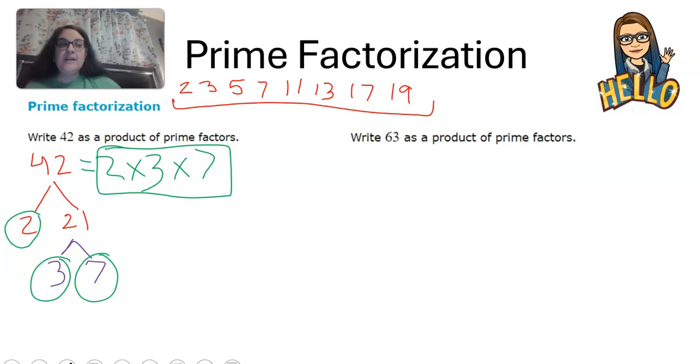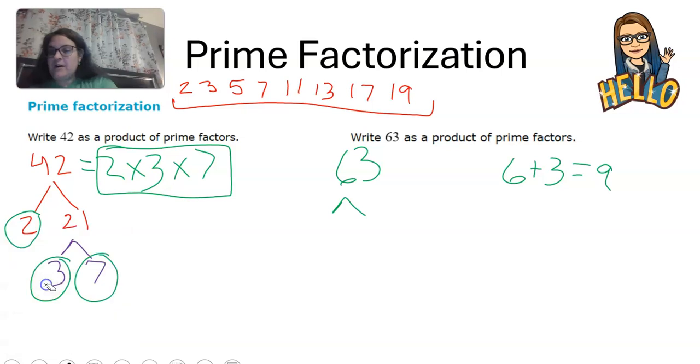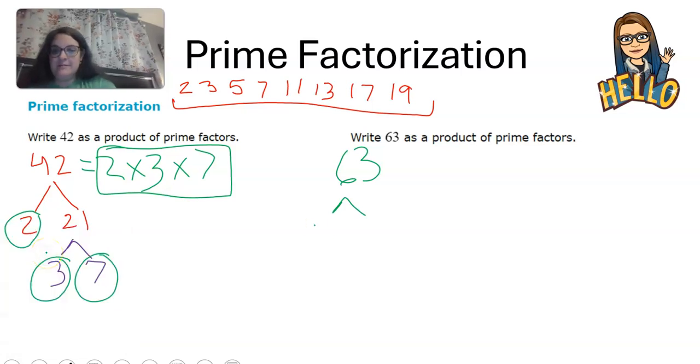Okay, now we can try 63 over here. So I'll write 63. Now, I know that 63 is not even, so I won't even try the 2. But remember, we've got our little 3's trick. 6 plus 3 is 9, and 9 is divisible by 3. Therefore, I know that 63 is divisible by 3 as well.